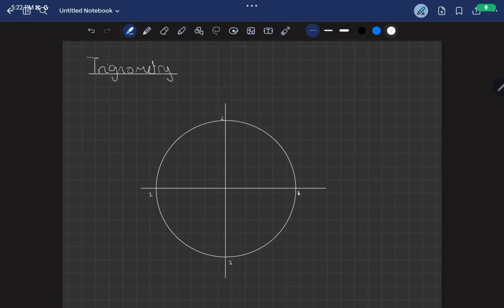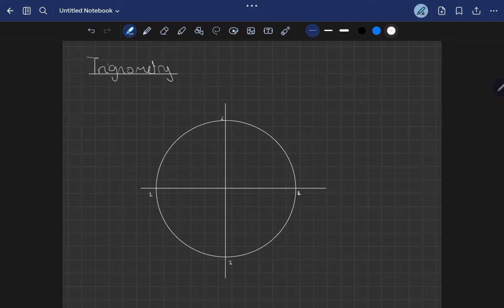We're going to be going over trigonometry. Trigonometry is a very interesting part of maths. And the easiest way to understand this is by drawing a unit circle. A unit circle is just a circle which has radius 1.